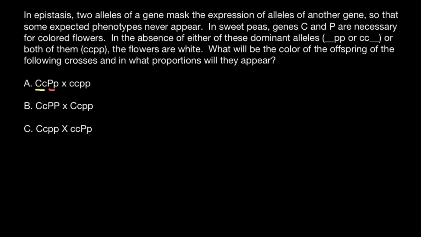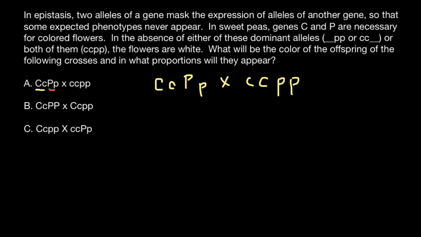So let me write down the genotypes of both parents here. This is going to be capital C and small c, and capital P and small p, and we cross it with the small c and small p genotype. So how are we going to solve this problem?